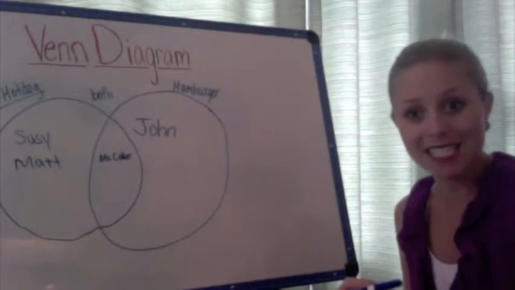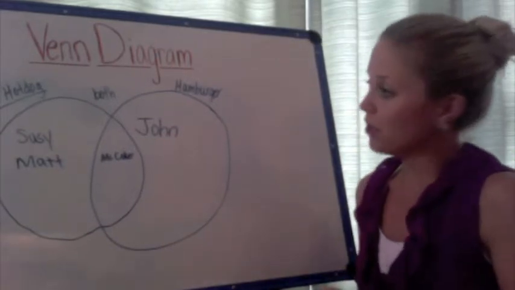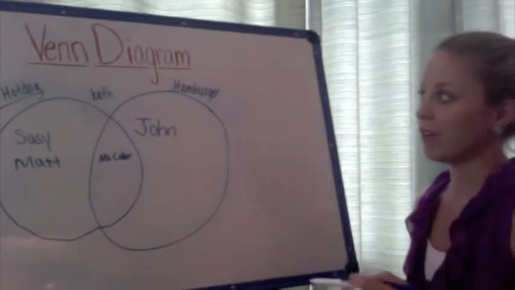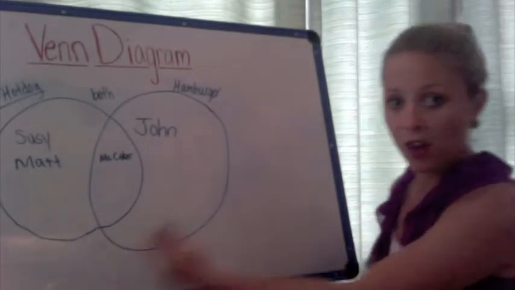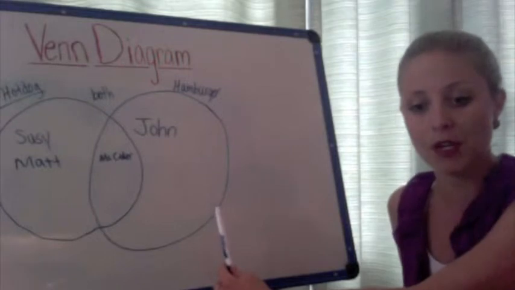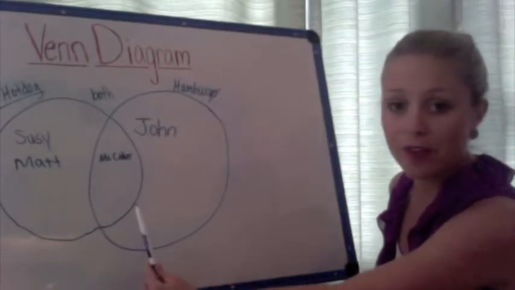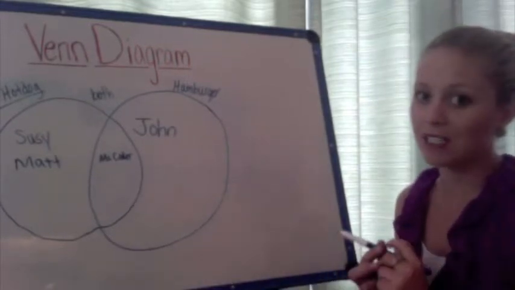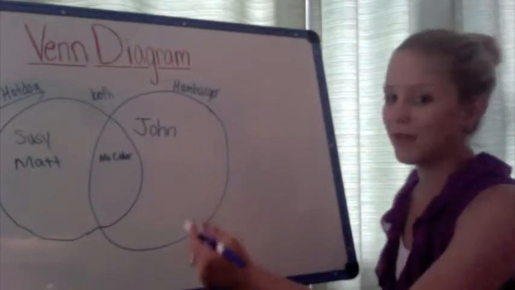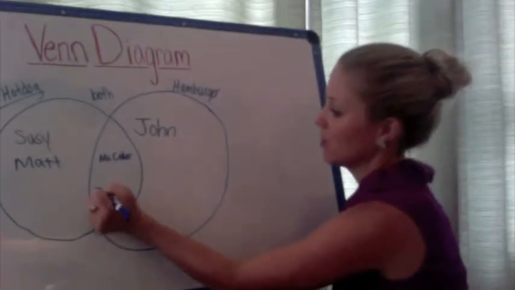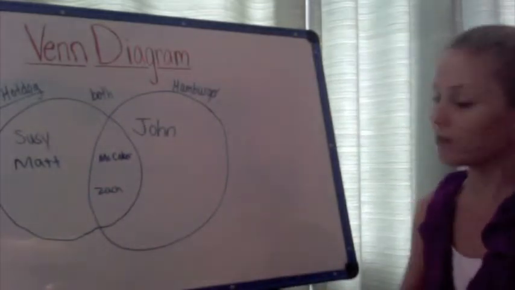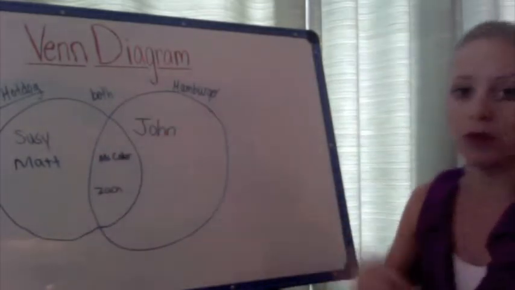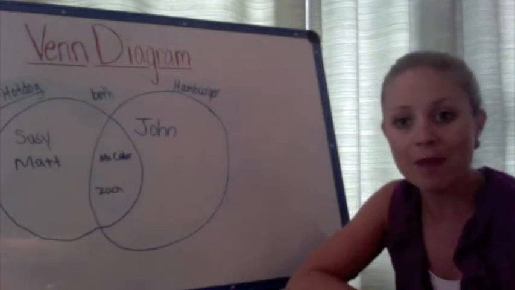See? It's easy as pie. All you do is figure out if you have friends that like hot dogs and put them in the hot dog section, or hamburgers and put them in the hamburger section. And then if there are people like me, and you know who else likes both hot dogs and hamburgers? Zach. He told me he likes both. So what you do is you just figure out who likes what and where their name goes.